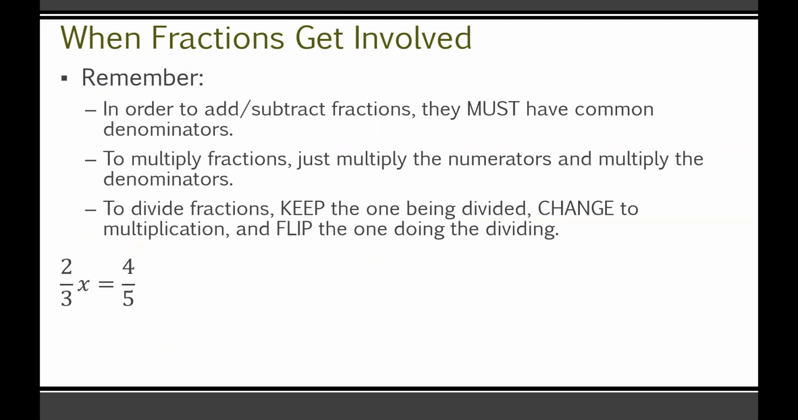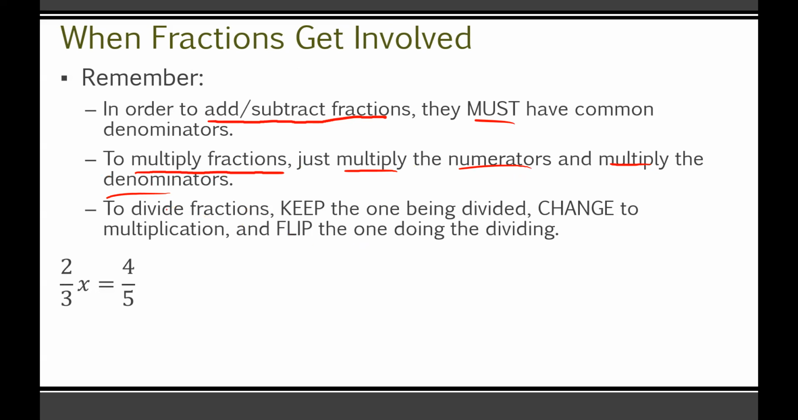So remember, in order to add or subtract fractions, they must have common denominators. So if you ever have to add or subtract fractions, you've got to just change them so they have common denominators. We'll see a few examples like that in a bit. To multiply fractions, this is the nice one. When you multiply fractions, you just multiply the numerators, and then you multiply the denominators. So in other words, you just multiply straight across.